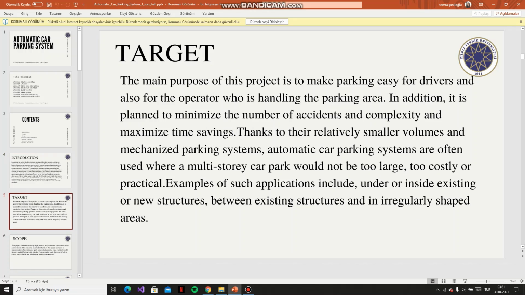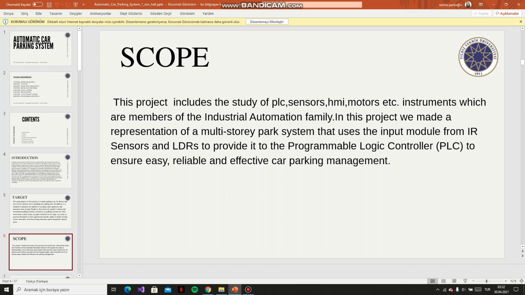The main purpose of this project is to make parking easy for drivers and also for the operator who is handling the parking area. In addition, it is planned to minimize the number of accidents and complexity and maximize time savings. This project includes the study of PLC, sensors, HMI, motors, etc., instruments which are members of the industrial automation family. In this project, we made a representation of a multi-story park system that uses the input model from IR sensors and LDRs to provide it to the PLC to ensure easy, reliable, and effective car parking management.